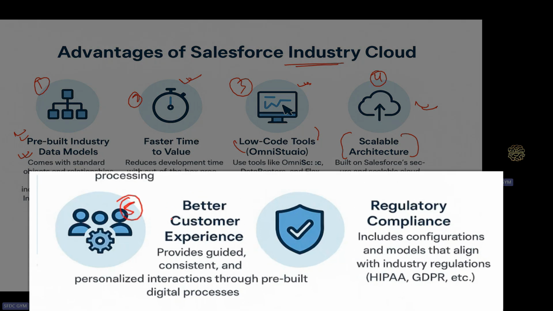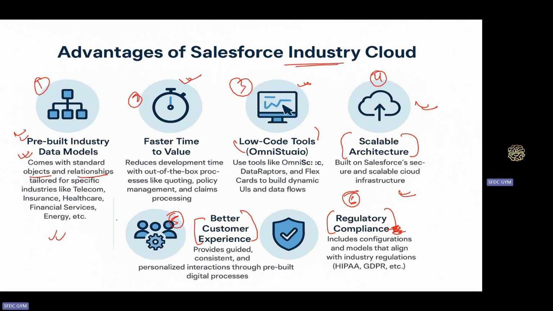Next, the fifth advantage is better customer experience. Why? Because here you do not need to juggle between different native versus custom components. Here this is a single component and you can control the styling, which will give you a better UI. And the sixth one is regulatory compliance. Since it is running on top of Salesforce, it follows and respects GDPR and other compliance-related certifications as well. Okay, so those are the six pillars, or I can say six advantages, of using Industry Cloud.